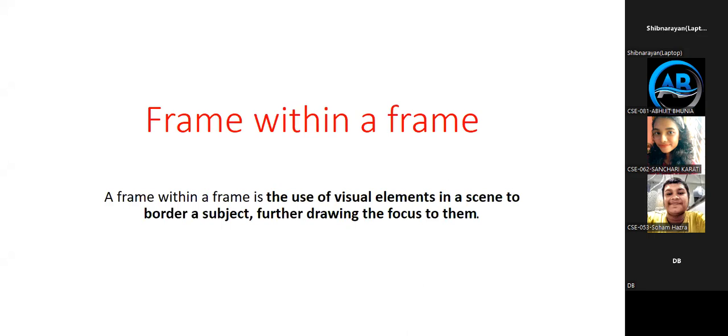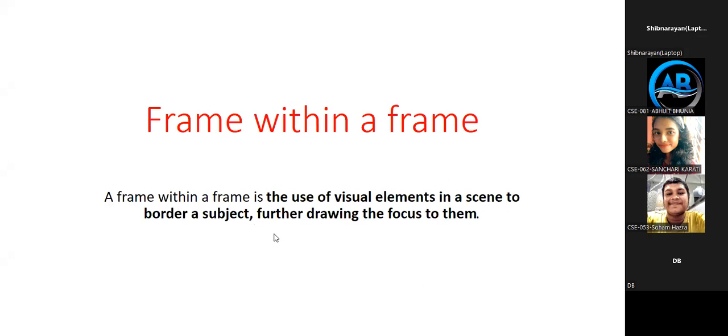Now, what is composition? That means the elements you keep in your frame. That is composition, but in a harmonic way. So first composition is frame within a frame. So what is frame within a frame? A frame within a frame is the use of visual elements in a scene to border a subject.